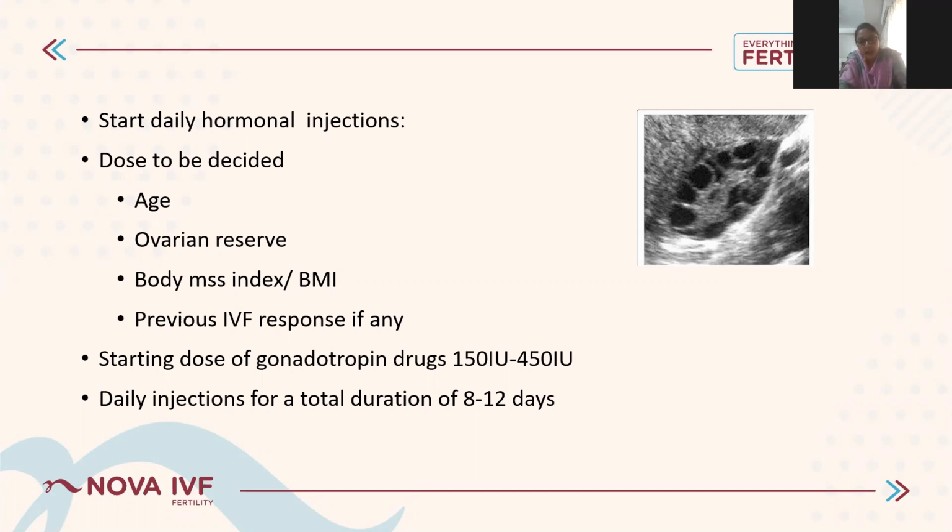See, this photograph is the photograph of your ovary, how it looks. These black circles which you can see are your follicles, which show how many eggs can be expected from your ovaries. Next slide, please.